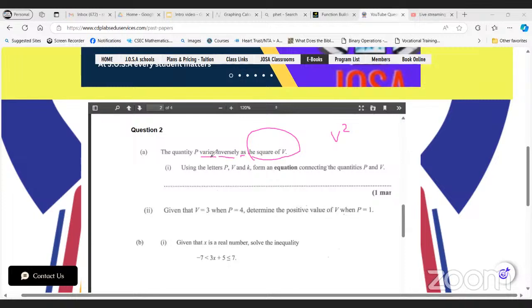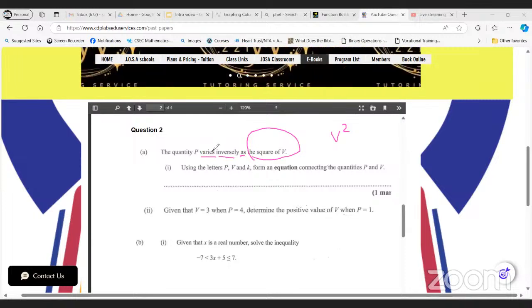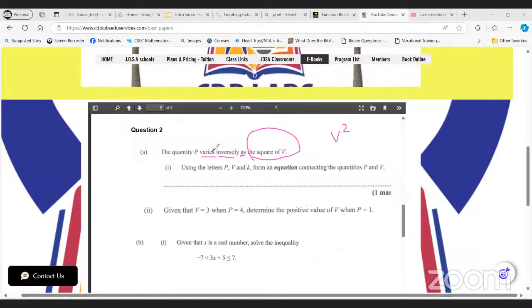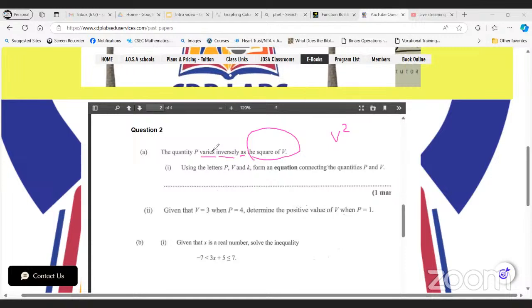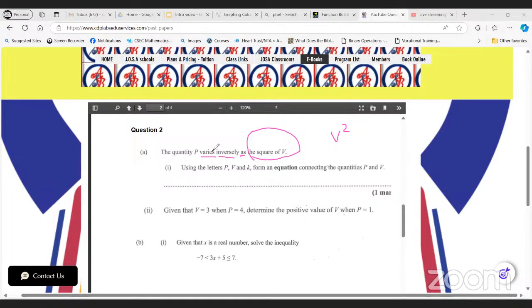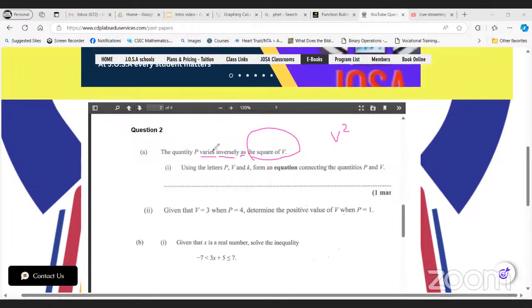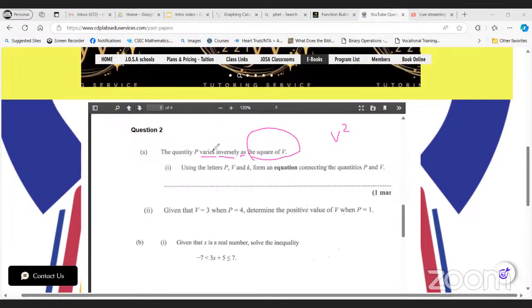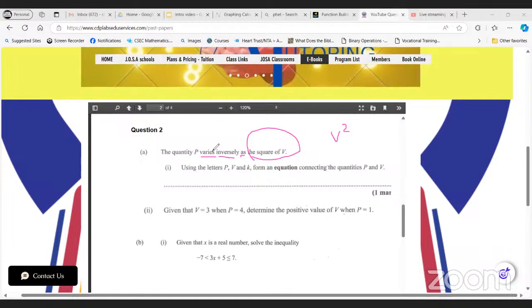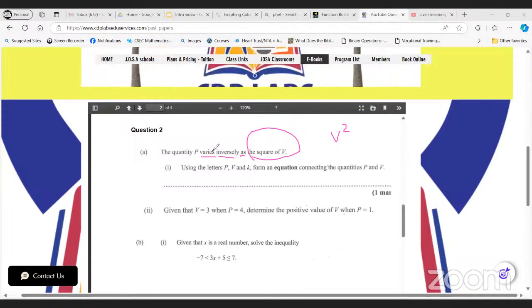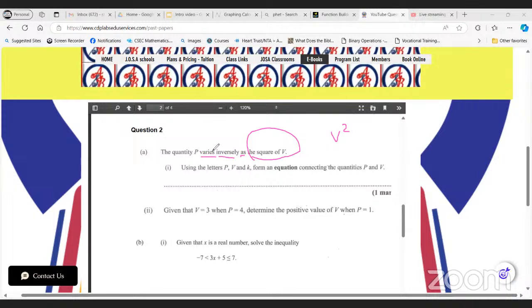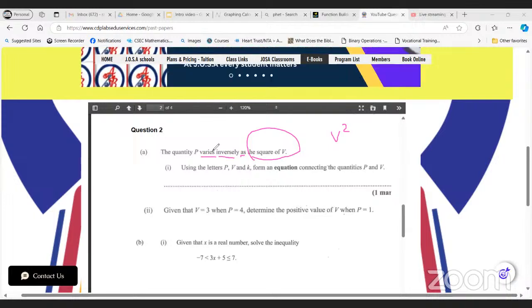Good. Now P varies means it changes. So as P varies inversely as the square of V, what does the phrase varies inversely mean? That is important to know. You can't just read the question and just be there like that. It's important to know what that actually means.